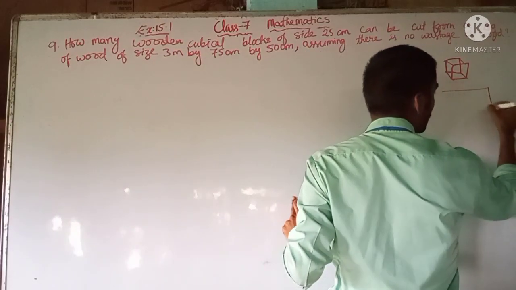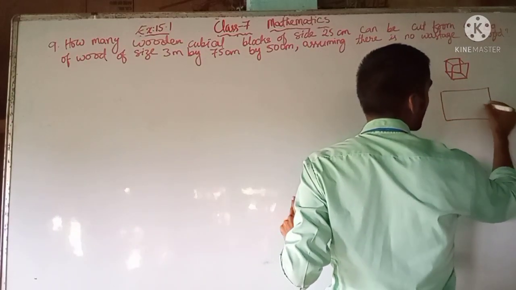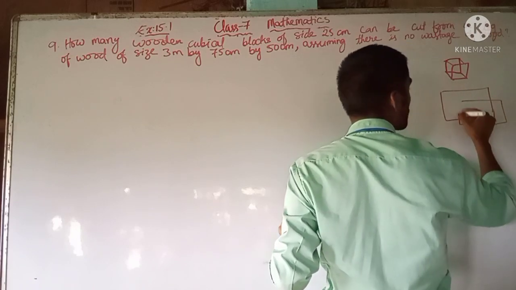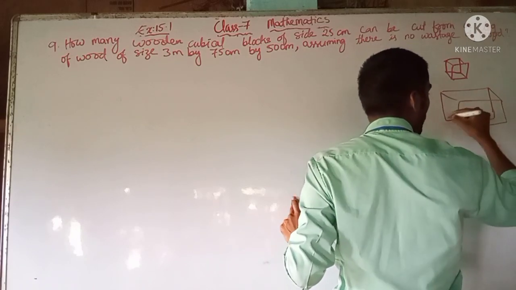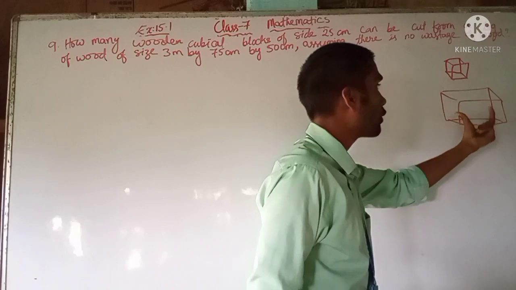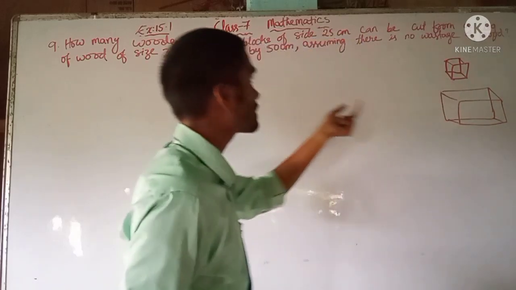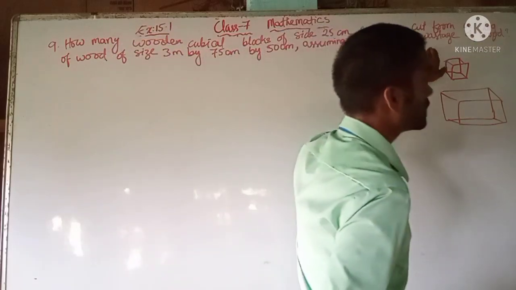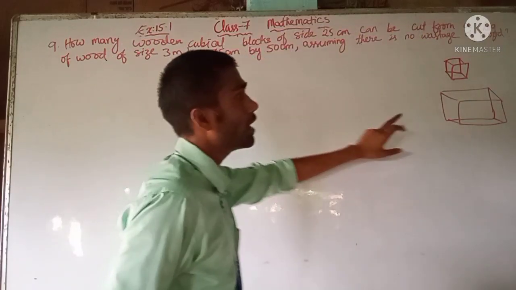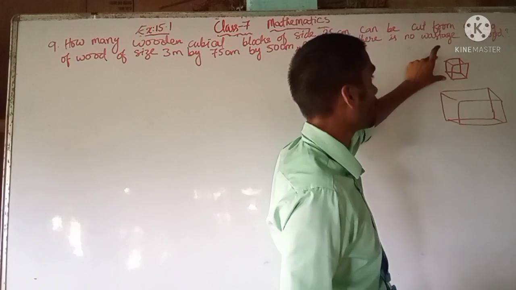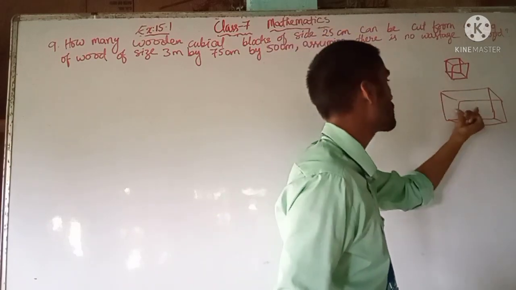In this way, there is one log of wood. From here, from that cubical boxes, small cubes are to be obtained in such a way that there is no wastage of wood. Then how many such small cubes of boxes can be obtained from this log?